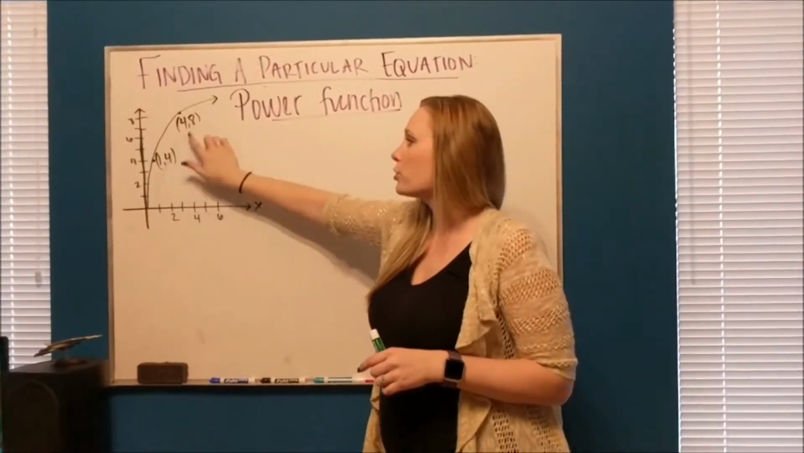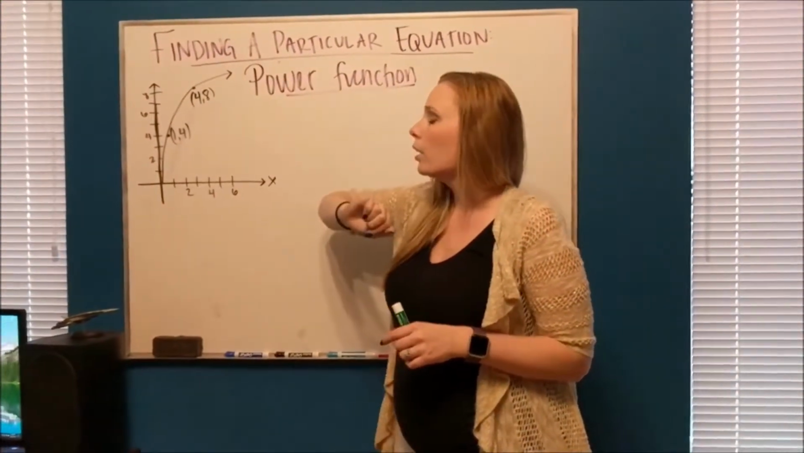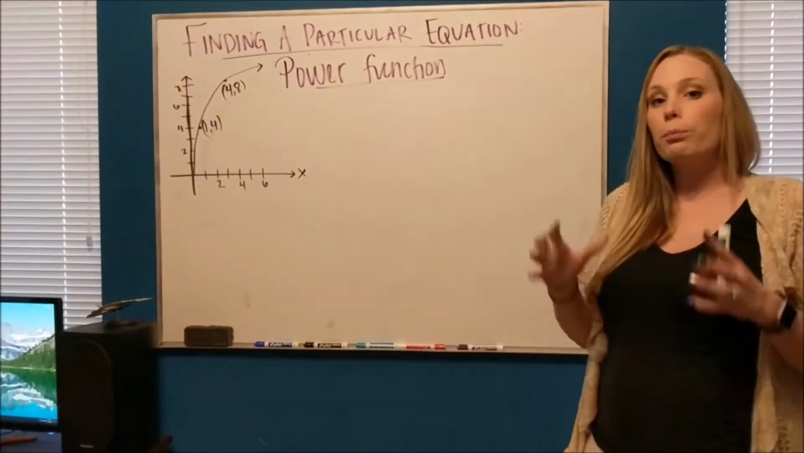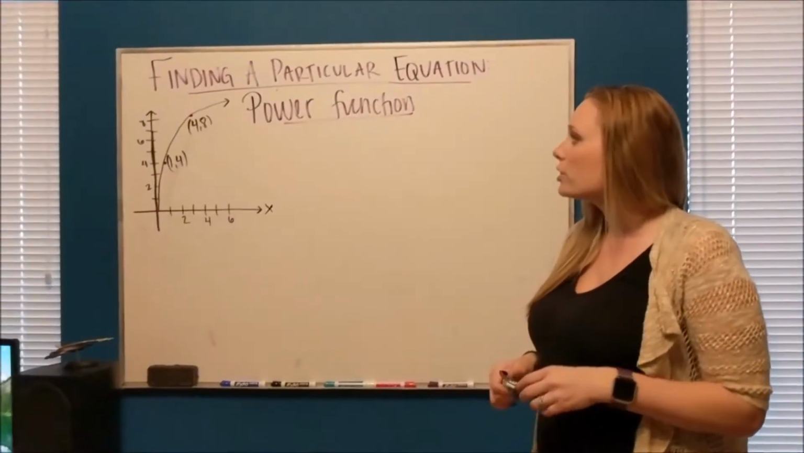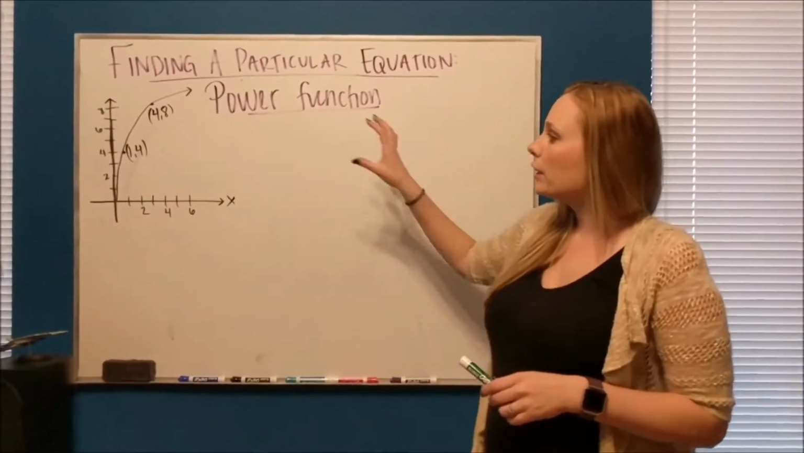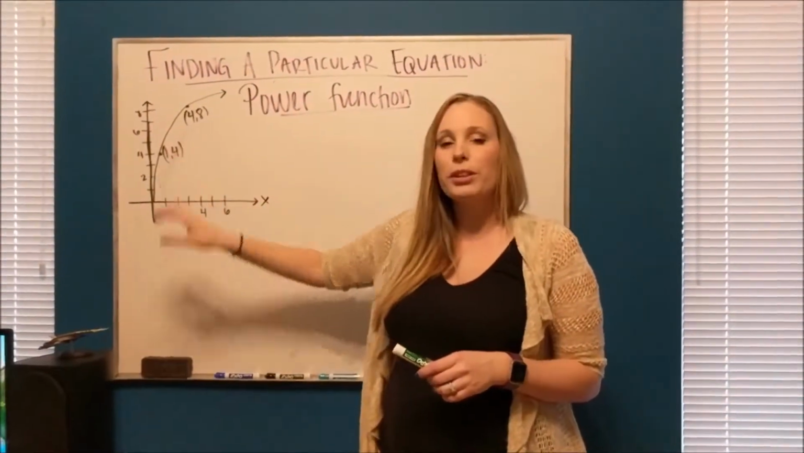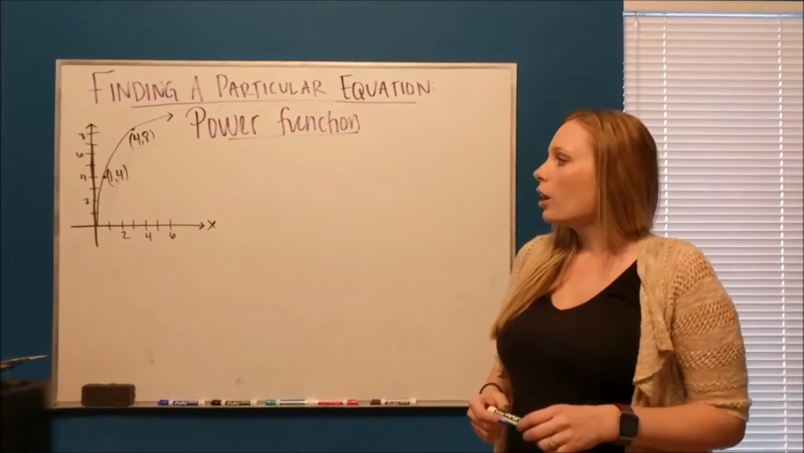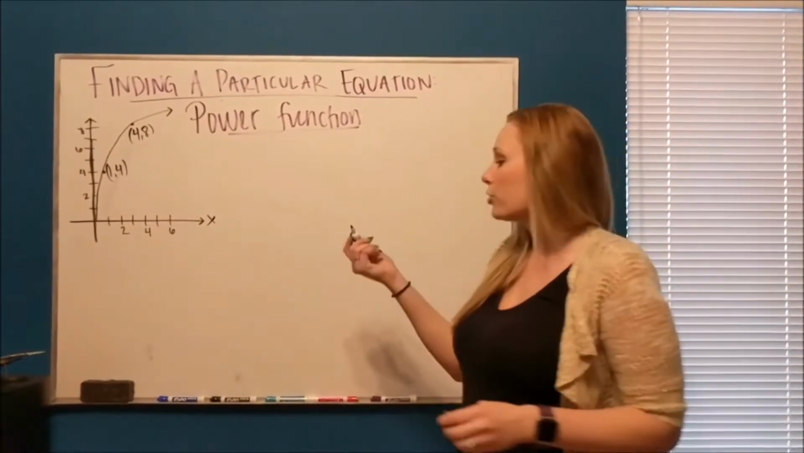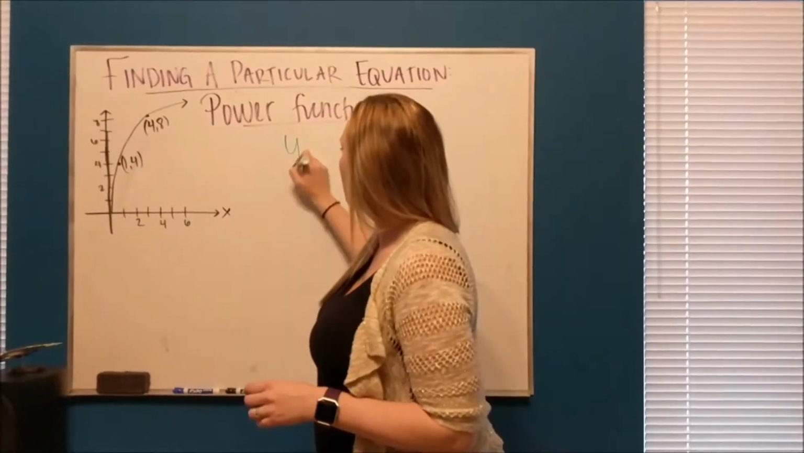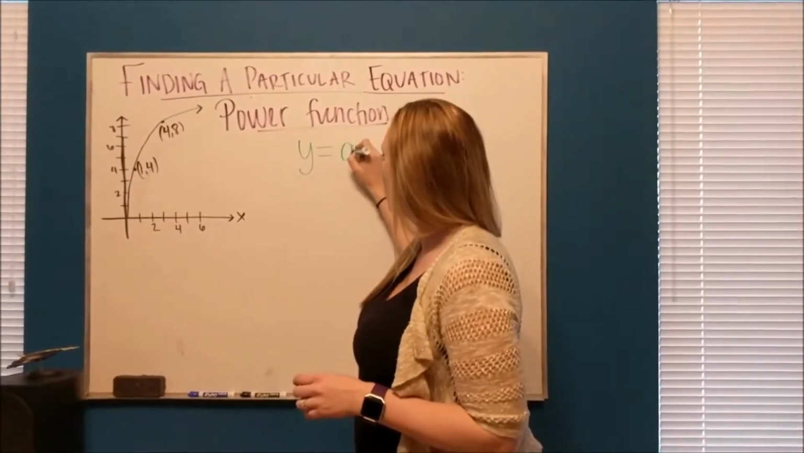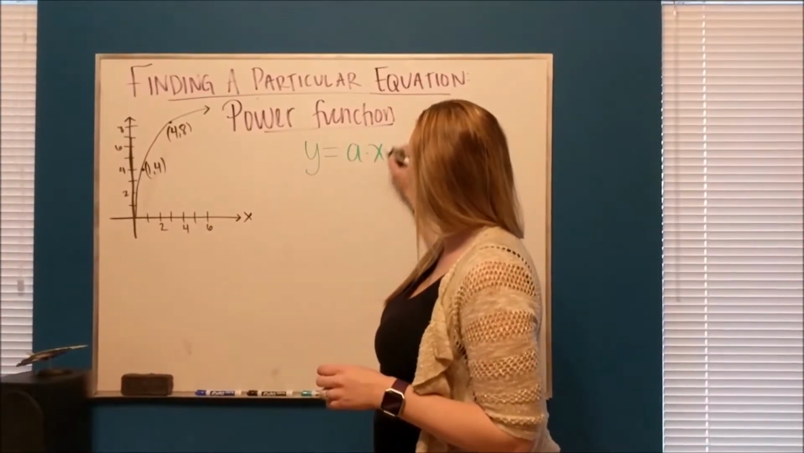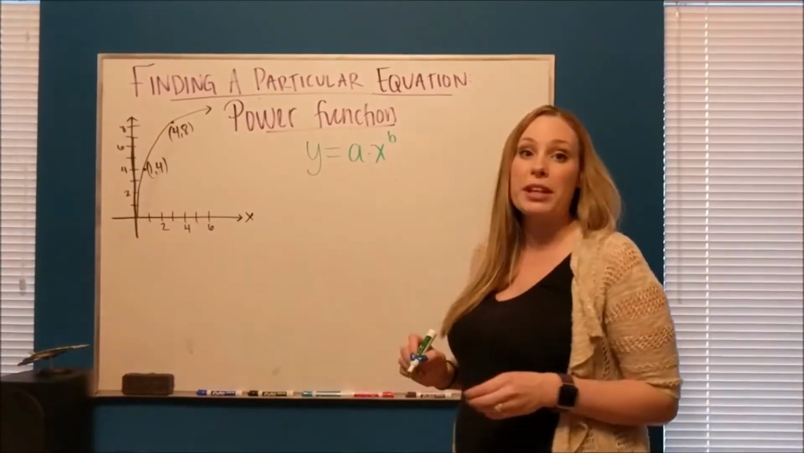Okay, so what we have here is a graph of a power function. And this power function has 2 points on it. Remember that when we're finding these particular equations, we not only need to name what type of function this is, but we need to write down what the most general form for that equation is. Our general form for a power equation is y equals a times x raised to the power of b.